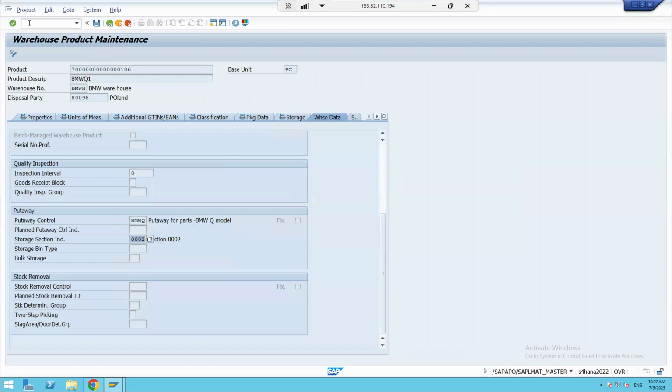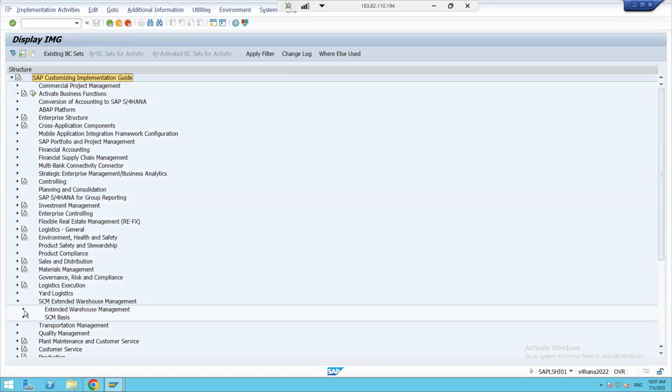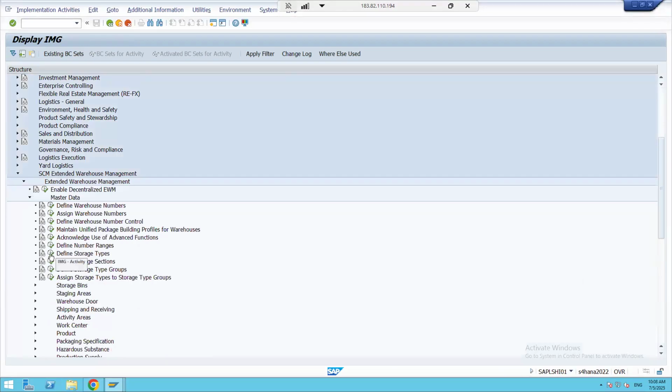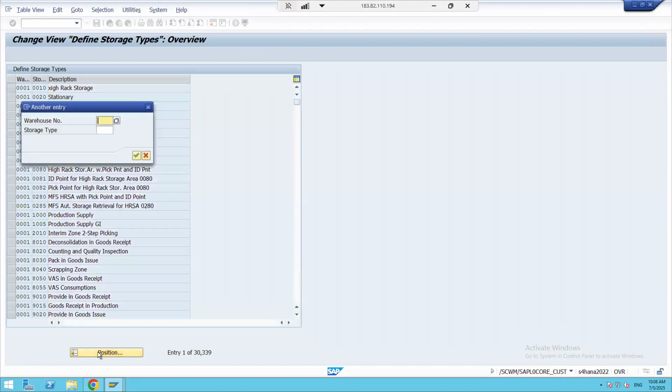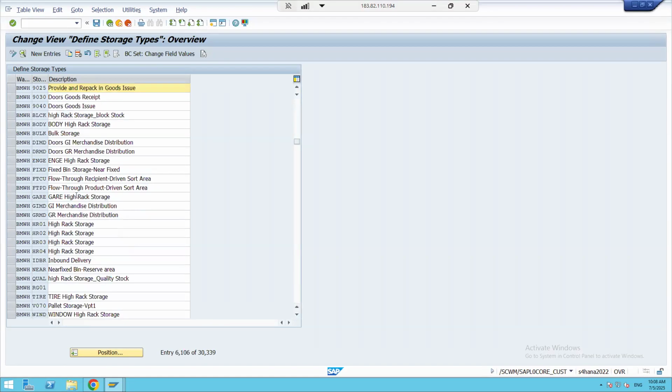I'll go to my configuration. I'll go to my warehouse management. I'll go to master data. In master data, you can go to define storage types. What is my storage type? My storage type is HR01 in my BMW warehouse. HR01 and HR02. I am opening HR01.